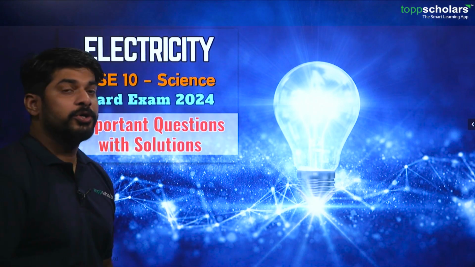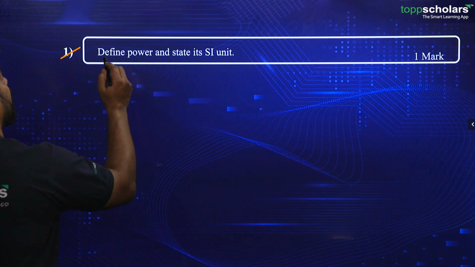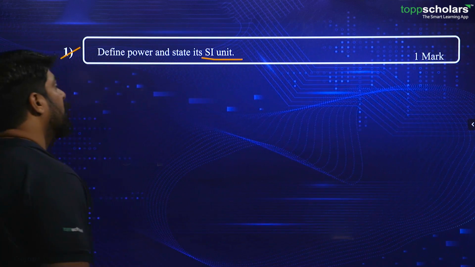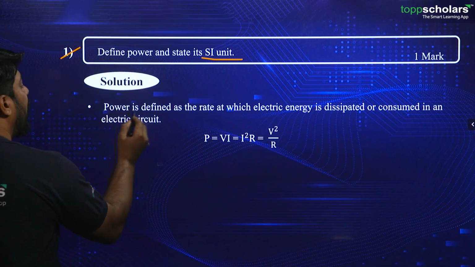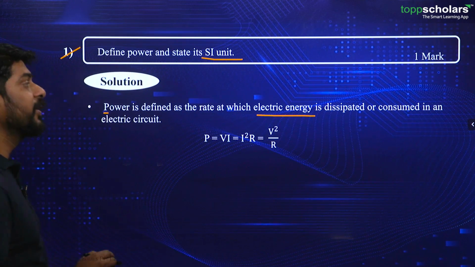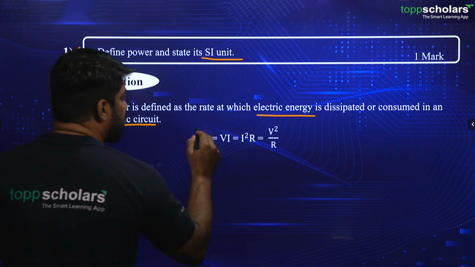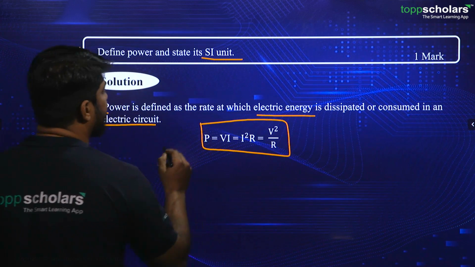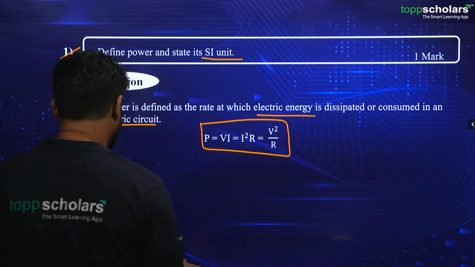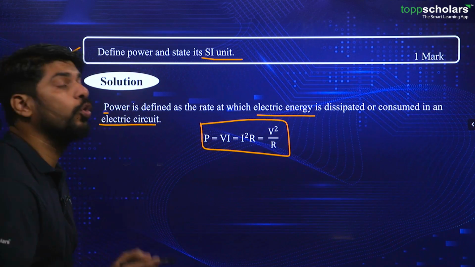Okay, so moving on to the first question. A simple question, let's start with a simple question. Define power and state its SI unit. This is for 1 mark. So it is very simple. Power is defined as the rate at which electric energy is dissipated or consumed in an electric circuit. And this is the formula for power, that is P is equal to VI, V is voltage, I is current, or it can also be written as I square R, and it is equal to V square upon R by just putting Ohm's law in it.